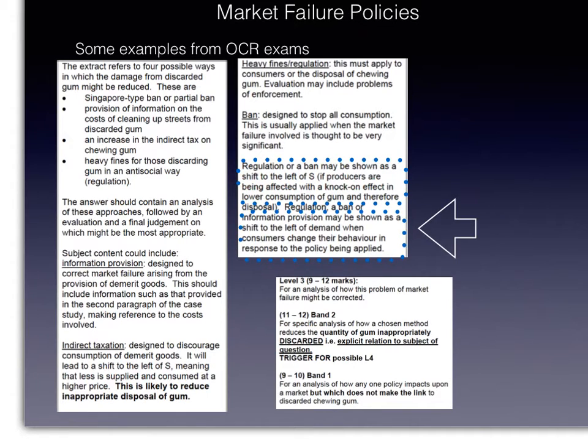But they also suggest that regulation or a ban or even information provision can be shown as a shift to the left of the demand curve, particularly when the consumers change their behaviour. So if you regulated, and this one was saying you're going to get fined, then you might change your behaviour and you will do less of the discarding of chewing gum.